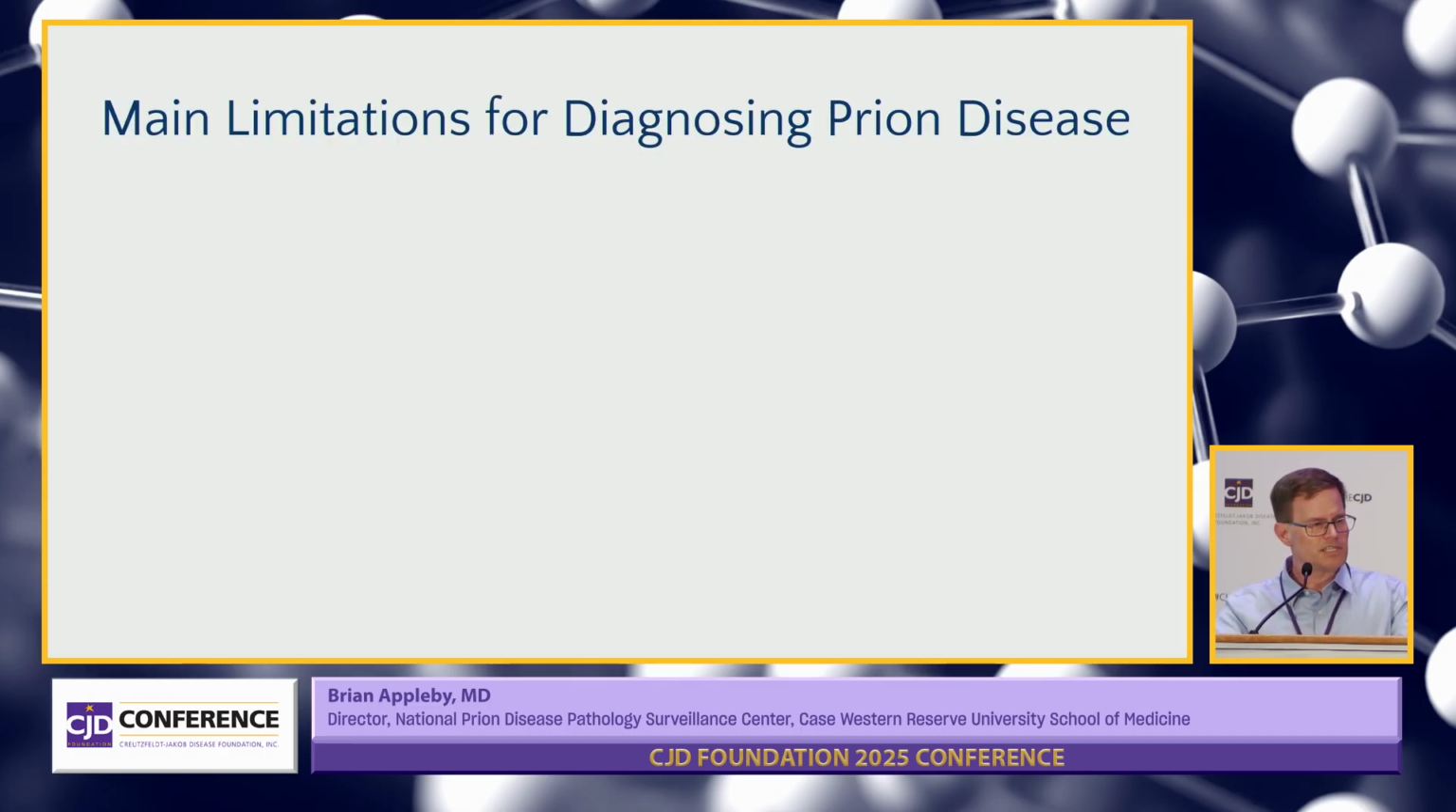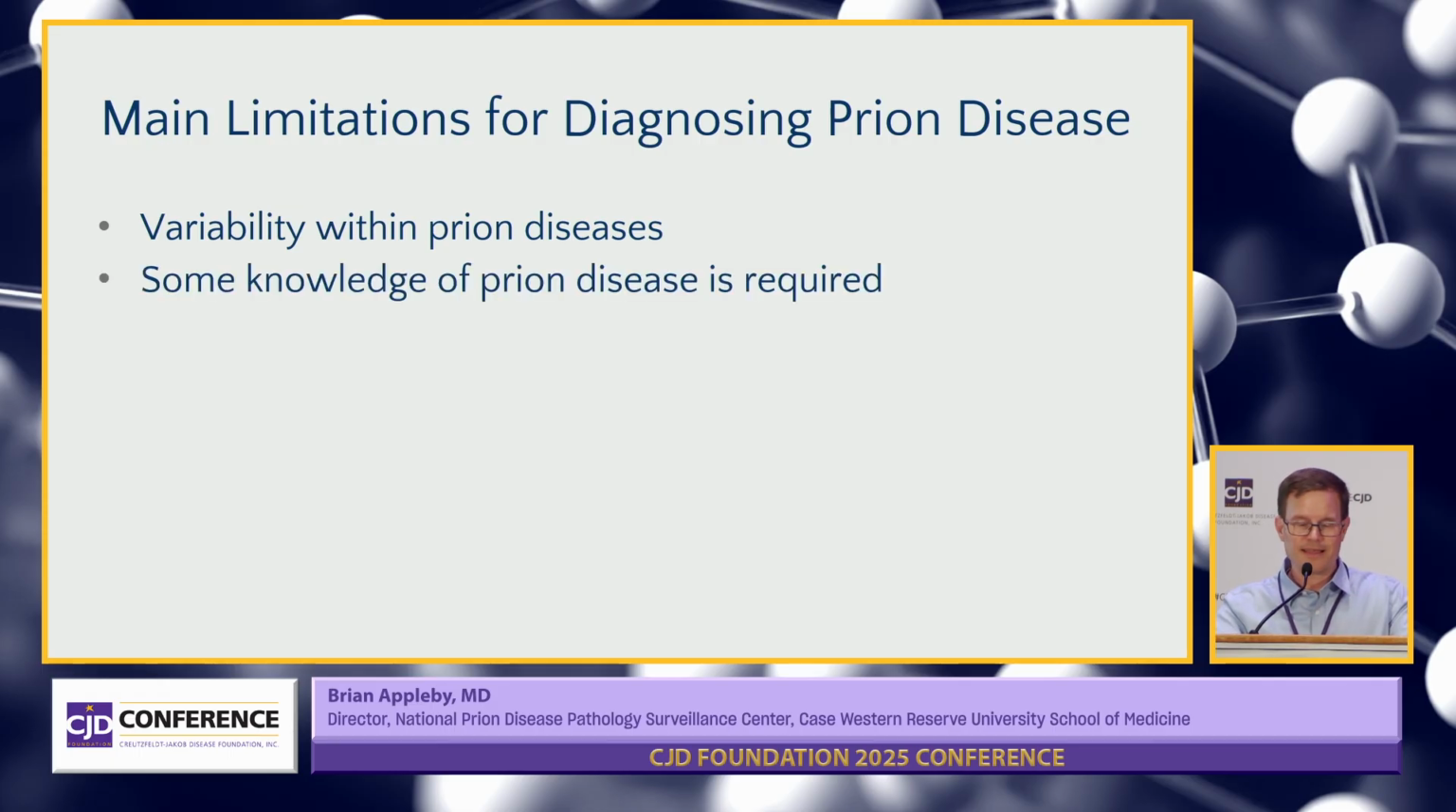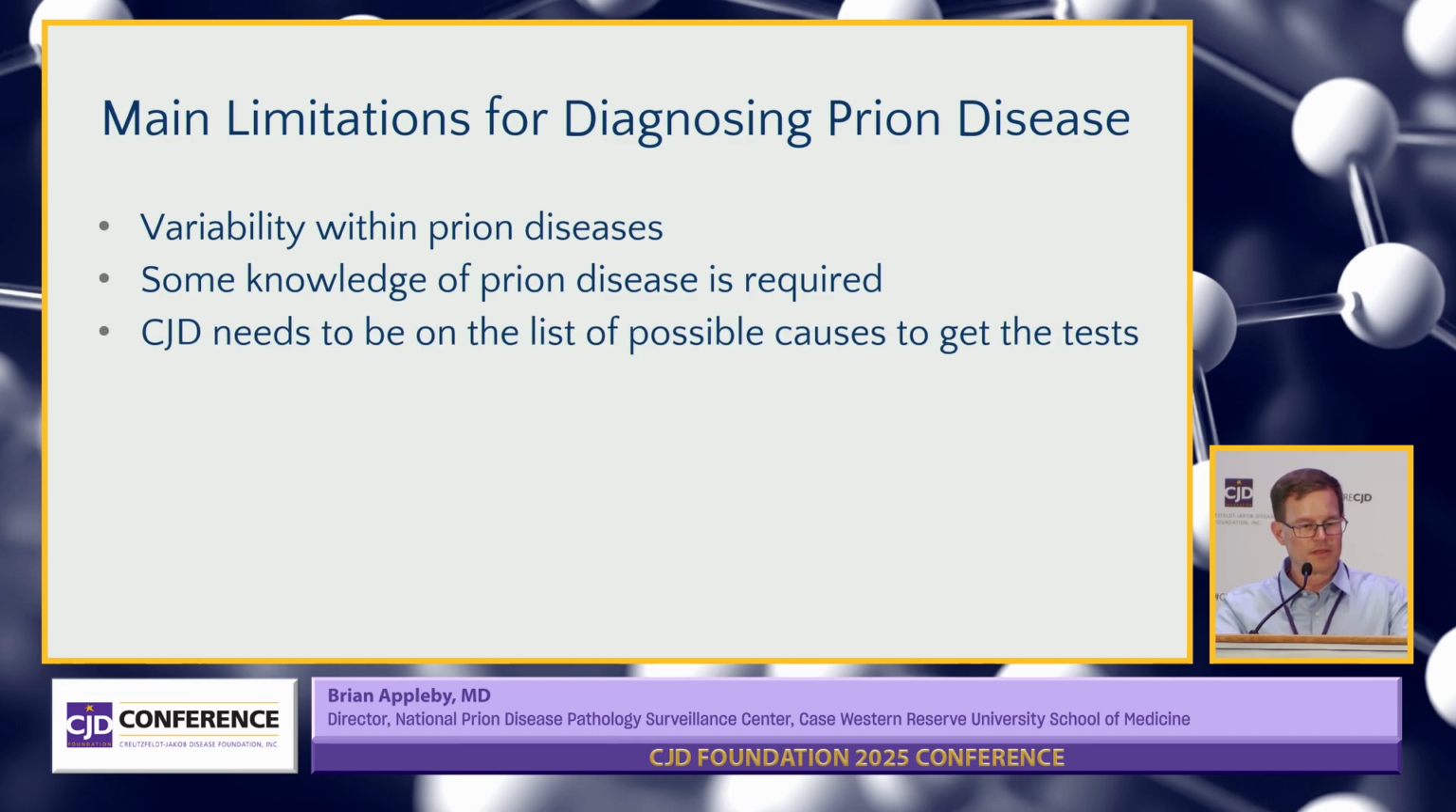So the main limitations for diagnosing prion disease, as we've heard in the last session, there's a lot of variability within prion disease. Depending on how the person presents, it may be easier or harder to know whether or not to order those prion-specific tests. At least some basic knowledge of prion disease is required. You have to know that it at least exists. And CJD needs to be on the list of possible causes to get the test, but it may not be high because, again, we're ruling out treatable causes as well.